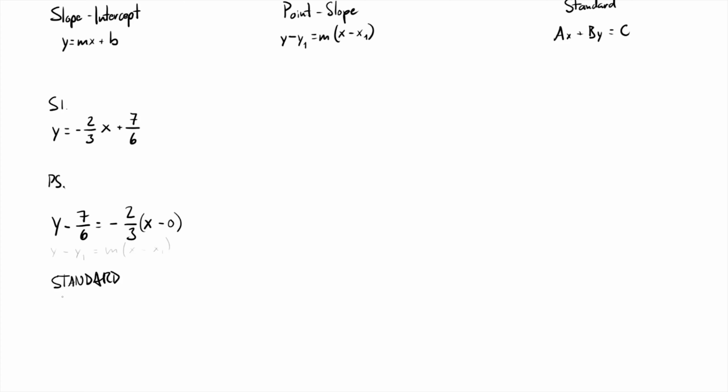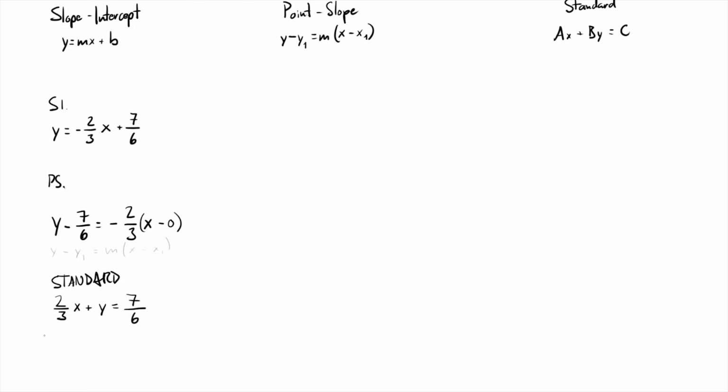Okay, so I'm just going to move the x's and y's to the left-hand side of the equal sign and leave the constants on the right-hand side. And when I do that, I'm going to get 2/3x plus 1y, or just y, is equal to 7/6. And this is technically in standard form.